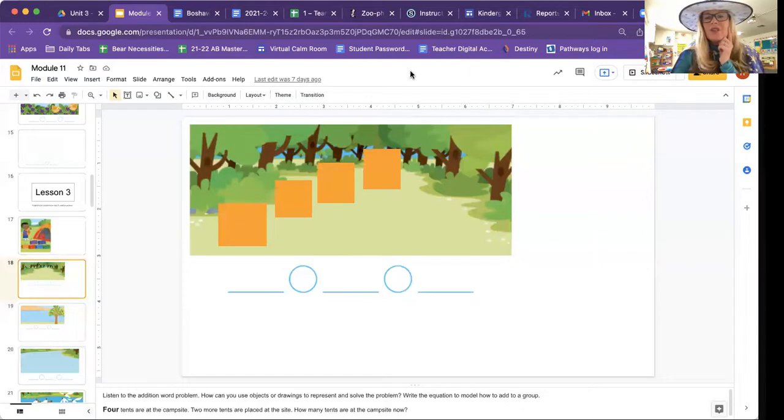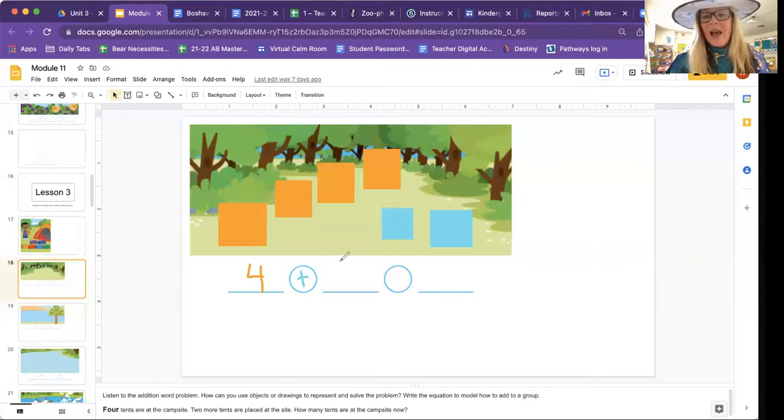So what would our first number be? Did you say 4? Good. What symbol goes right here? Do you remember? Well, let's listen to the story again. 4 tents are at the campsite. 2 more tents are placed on the site. Oh, 2 more tents are placed on the campsite. 2 more. Okay, so it's going to be plus, because we're adding 2 more. We're not taking any away. We're adding, so we're plus, addition.